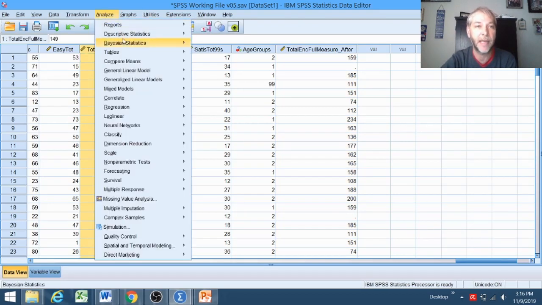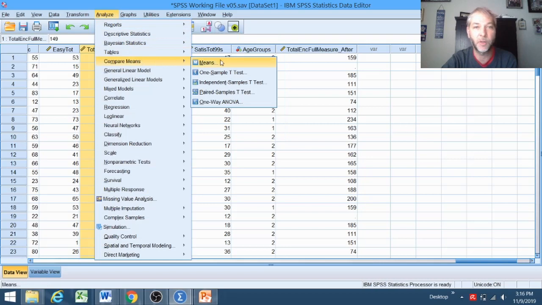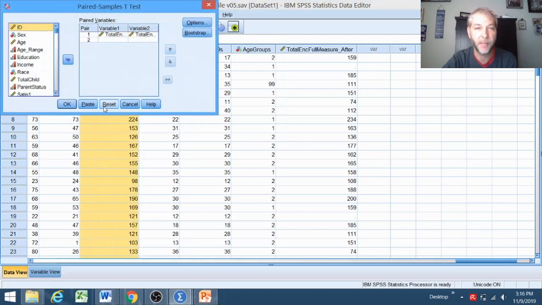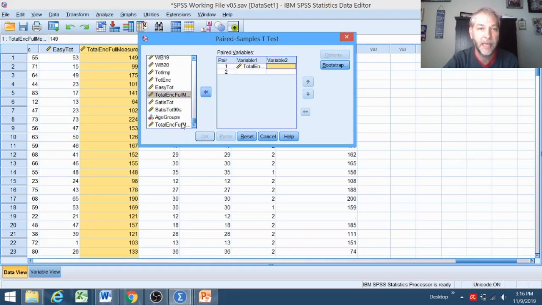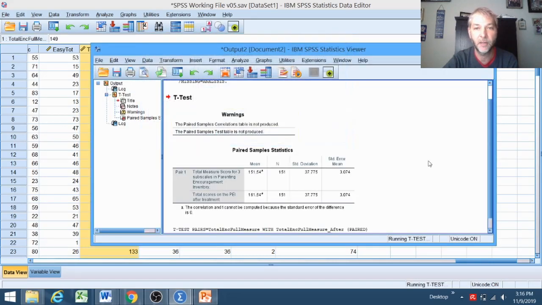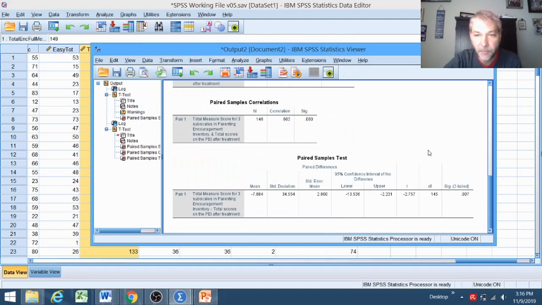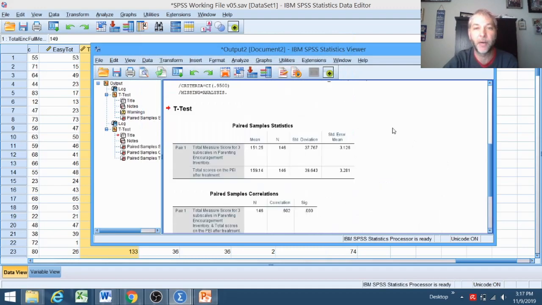So let's go ahead and analyze, and we're going to go to compare means again, paired samples. Let's reset this. Now we're going to come down here, and we are going to, again, do this one. And now that we've changed the after scores, let's do that and click OK. Right, and now you can see that it did run our analysis for us.